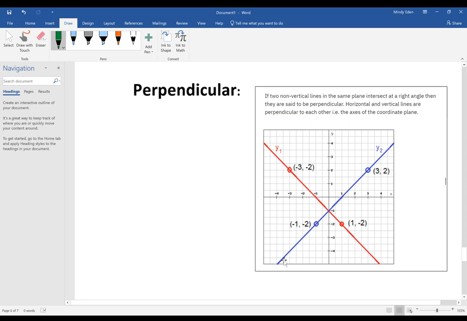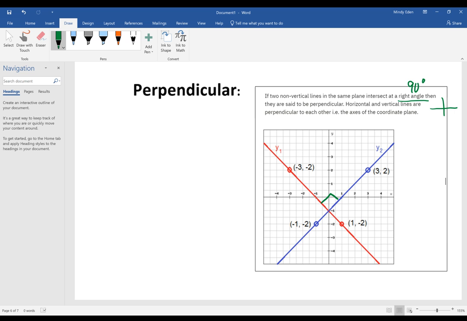So perpendicular says if two non-vertical lines in the same plane intersect at right angles, so remember that's 90 degrees, then they are said to be perpendicular. So horizontal and vertical lines are perpendicular. But there are also lines that are diagonal that can be perpendicular. So look at the red and the blue lines. So I'm going to tell you that these two lines are perpendicular. They do form exactly 90-degree angles.